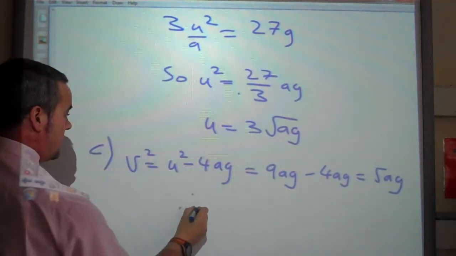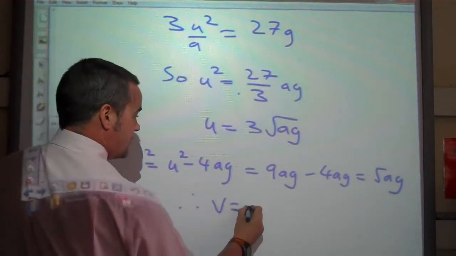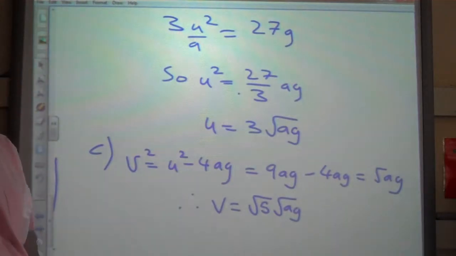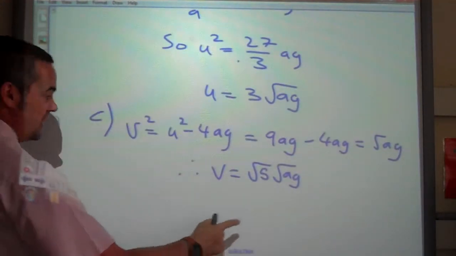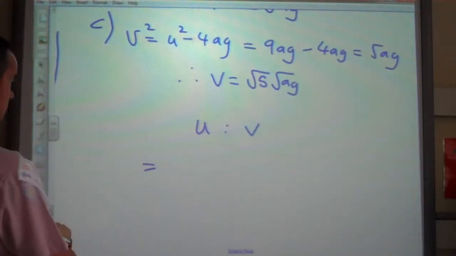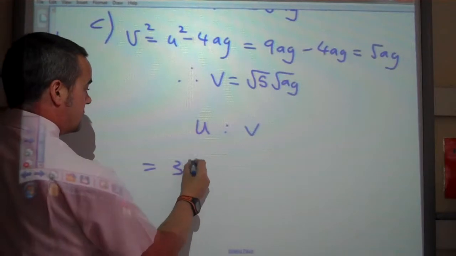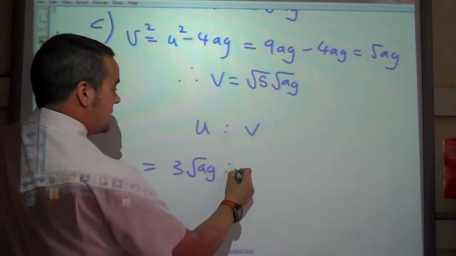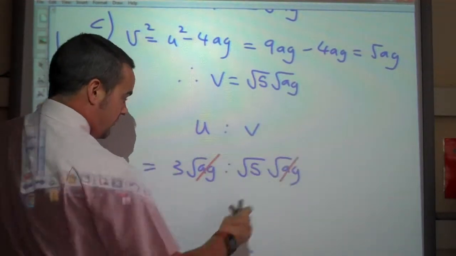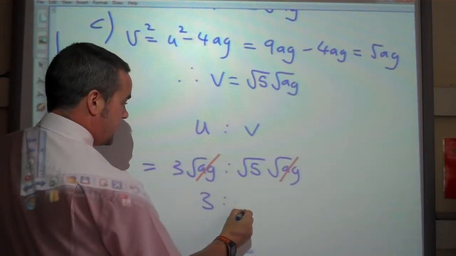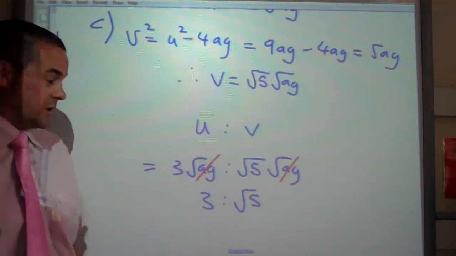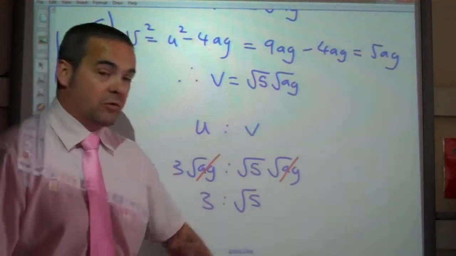Therefore v is equal to root 5 root ag. Now I've separated them out there purely and simply because I'm looking for a ratio. So therefore u to v is equal to u was 3 root ag, v is root 5 root ag. Those two obviously cancel, and you get root 3 to root 5. Okay, so that's question number 7 on vertical circles.